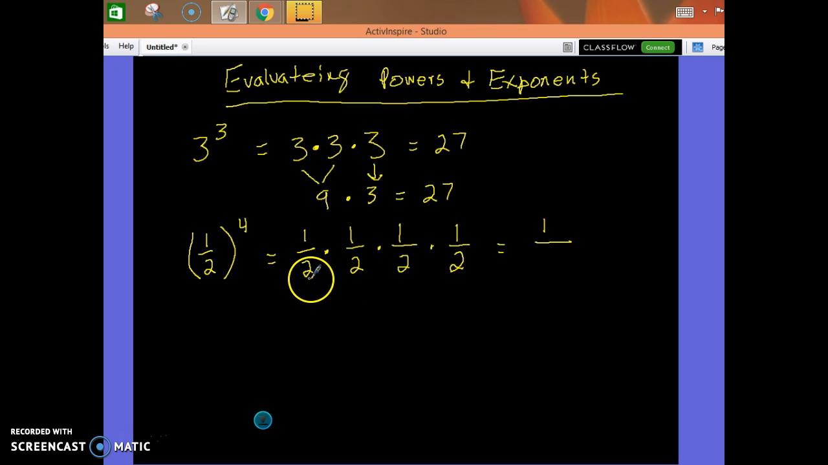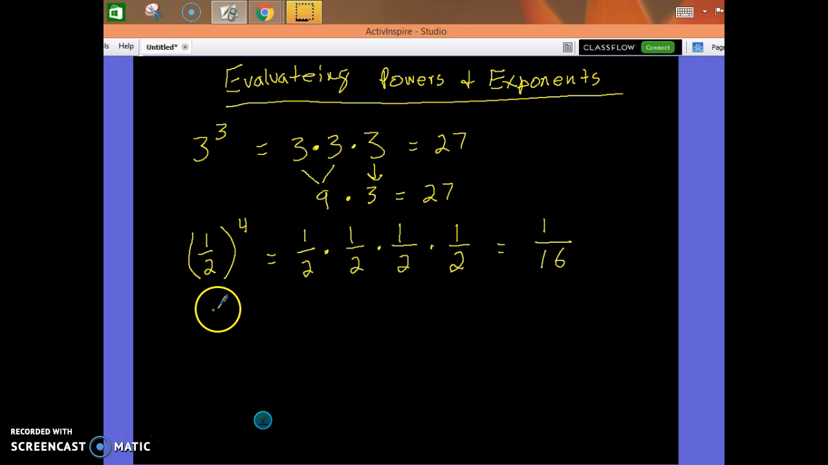Now we do the denominators. 2 times 2 is 4. 4 times 2 is 8. And 8 times 2 is 16. So 1/2 to the fourth power is equal to 1/16.